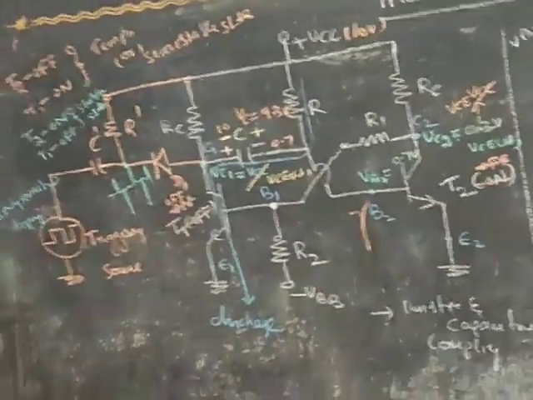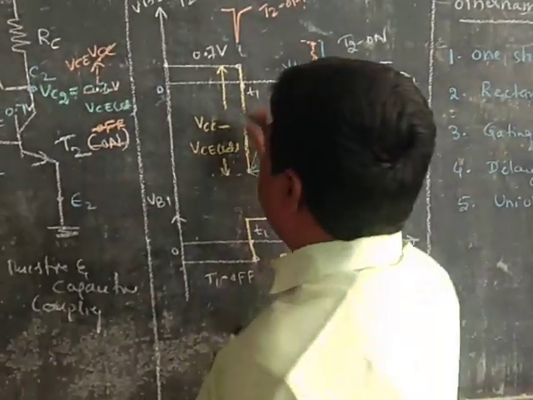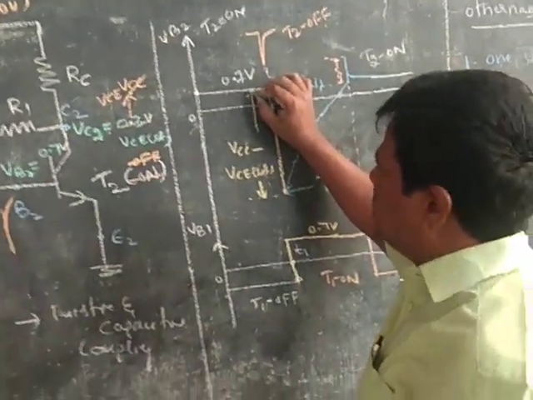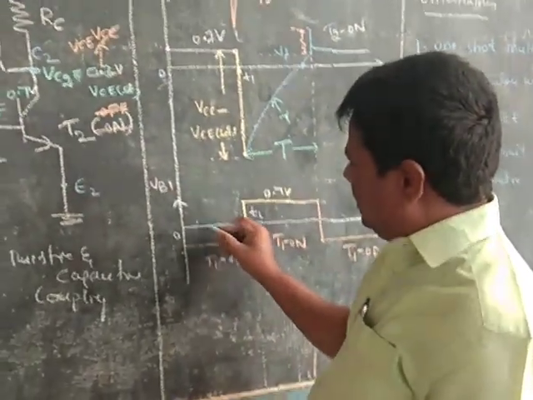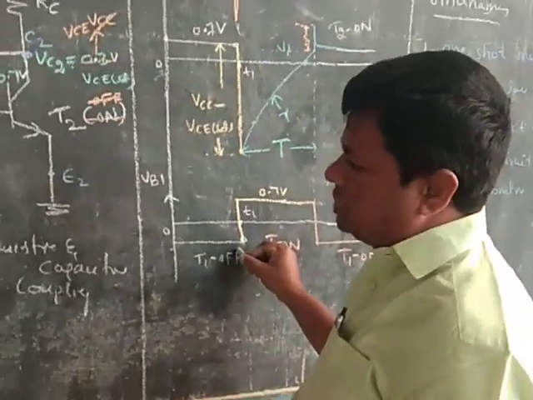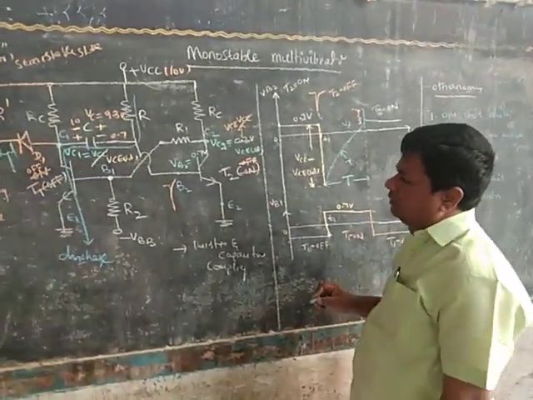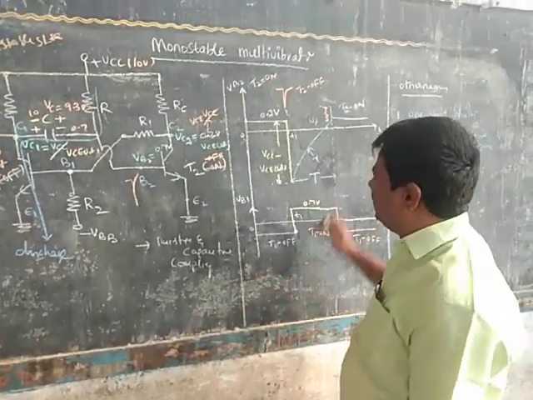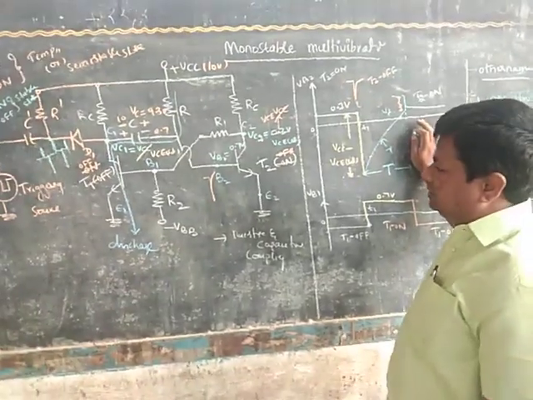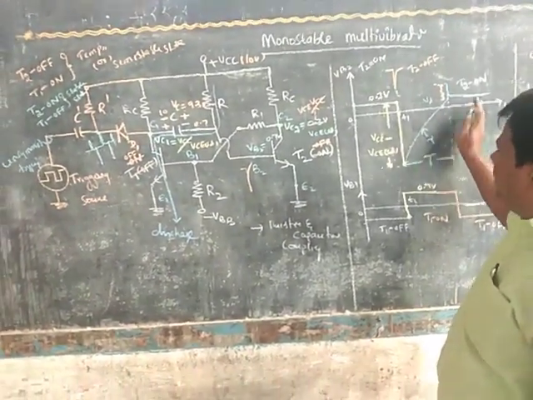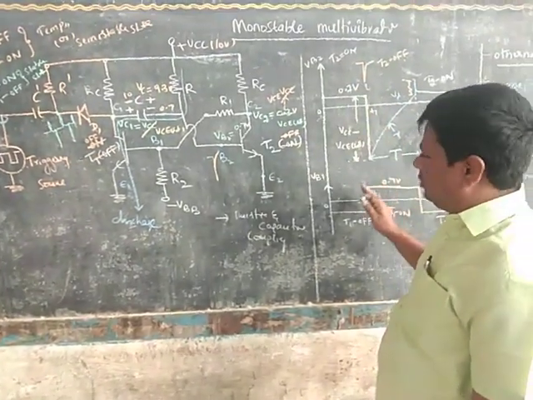Observe here the waveforms. In the stable state, T2 on, its base voltage VB2 is 0.7, VB1 is somewhat negative, voltage less than 0. Now apply some triggering signal. For a positive going triggering signal, there is no change in the state of the multivibrator. Previous state T2 on, T1 off.